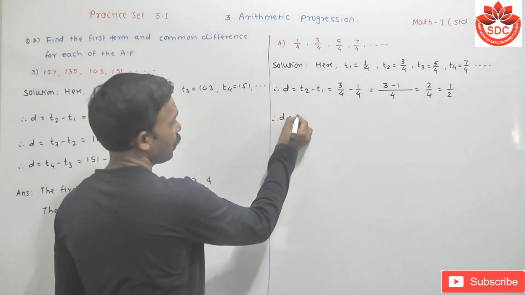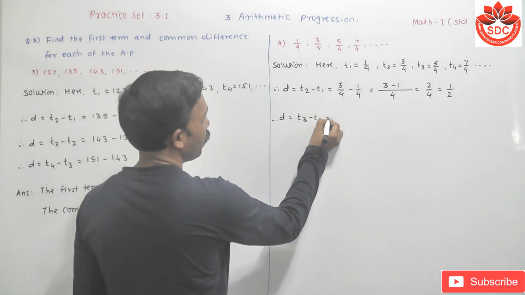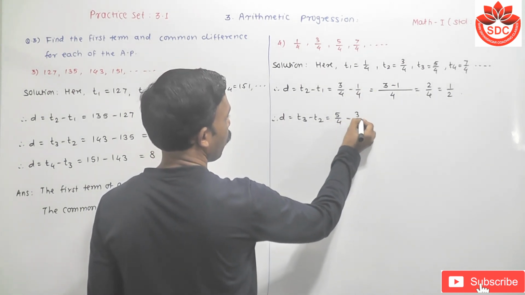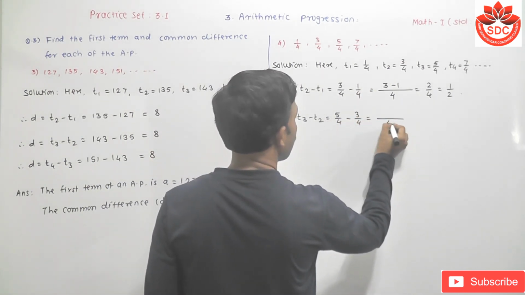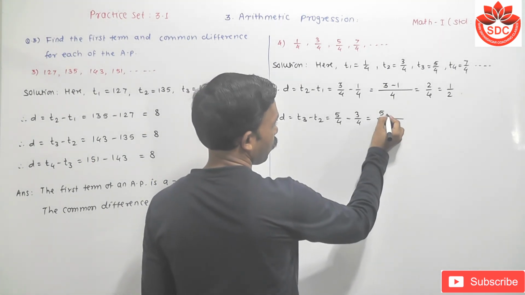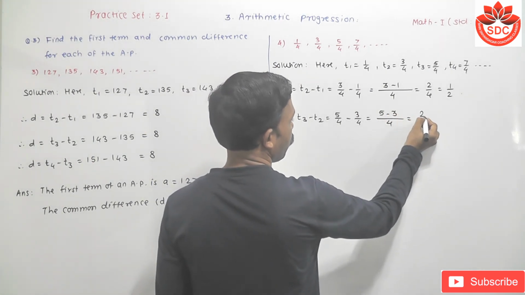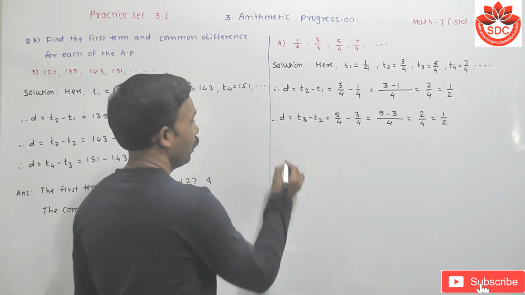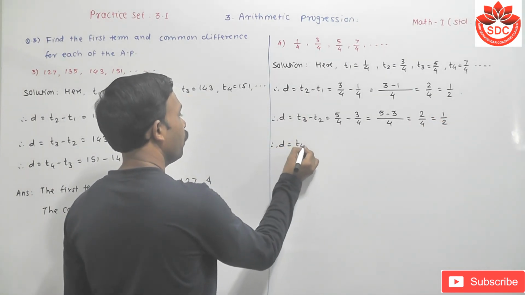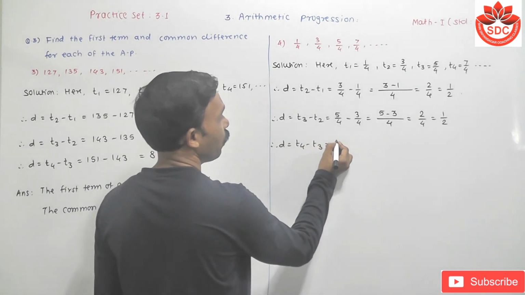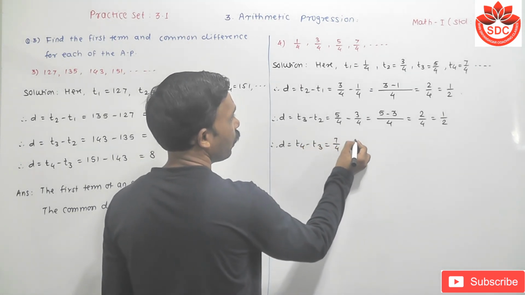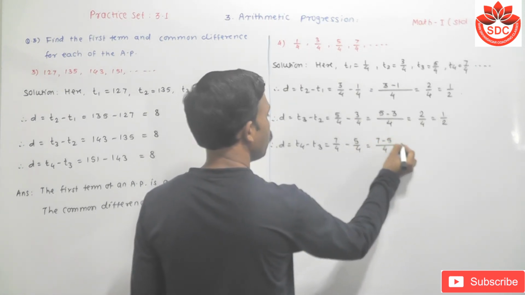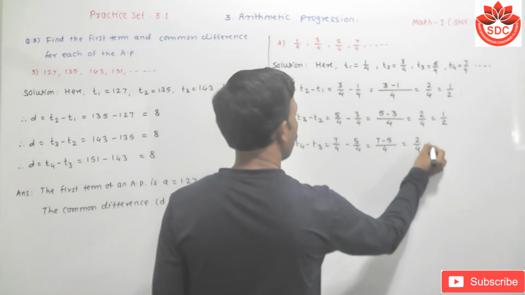Then next, D is equal to T3 minus T2. T3 is 5 upon 4 minus T2 which is 3 upon 4. Again the denominator is the same, LCM is 4. So subtract its numerators. Subtraction becomes 2 upon 4. Again the simplification is 1 upon 2. And then the next is also T4 minus T3. So simple one. T4 is 7 upon 4 minus 5 upon 4. The LCM is again 4. Subtract its numerators. It becomes 2 upon 4.